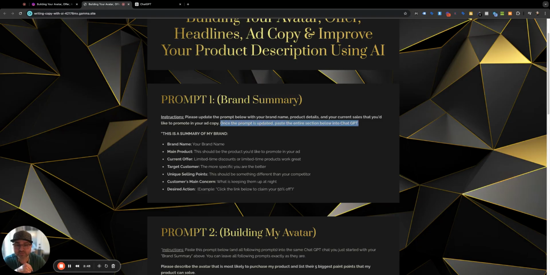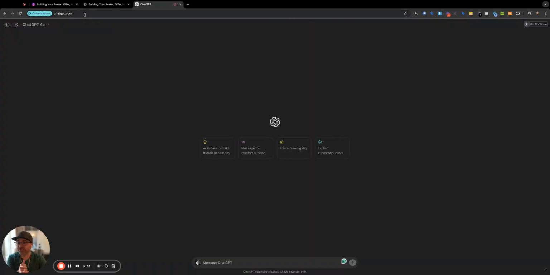Once the prompt is updated, paste the entire section below into ChatGPT. If you don't have ChatGPT, make sure you get it. It is chatgpt.com. I use the $20 a month membership because the free version gets bogged down a lot of the time. Half of the time it doesn't work because they say the server's overloaded. With the paid version at $20 a month, you never experience that issue at all. So for me, it's worth it.